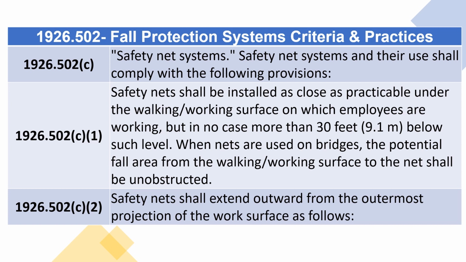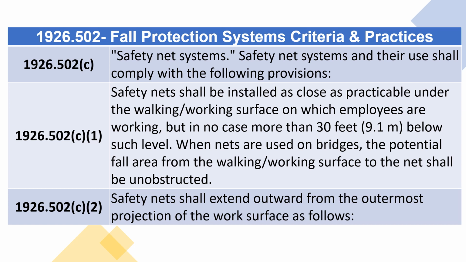1926.502(c). Safety net systems. Safety net systems and their use shall comply with the following provisions. 1926.502(c)(1). Safety nets shall be installed as close as practicable under the walking/working surface on which employees are working, but in no case more than 30 feet (9.1 meters) below such level. When nets are used on bridges, the potential fall area from the walking/working surface to the net shall be unobstructed.